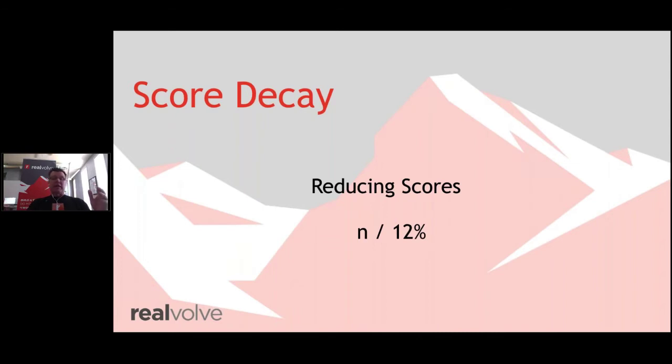So what we'll do is take, for instance, n divided by 12 and put that into a percentage of reducing that score. So the longer you wait to do something with somebody, the more that reduction in score happens. So not only can your scores go up based off of doing stuff, they can also go down by not doing stuff.